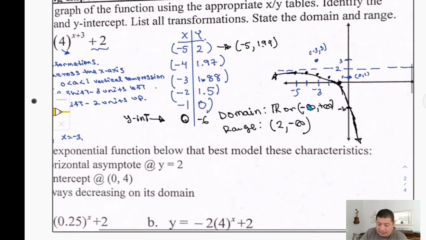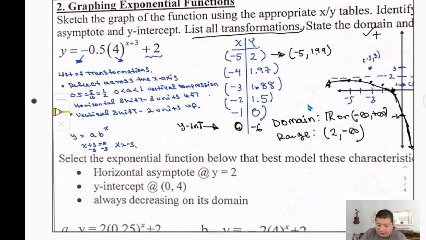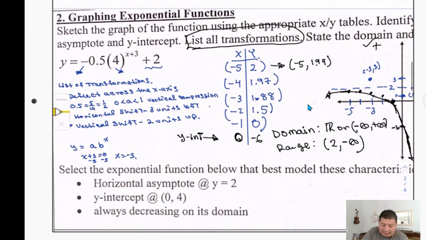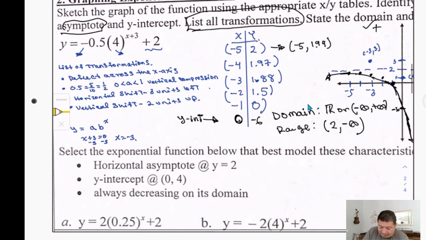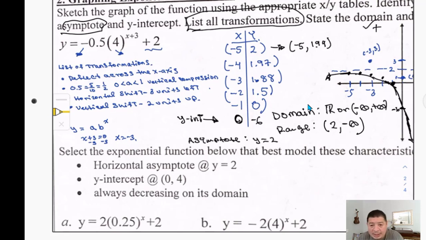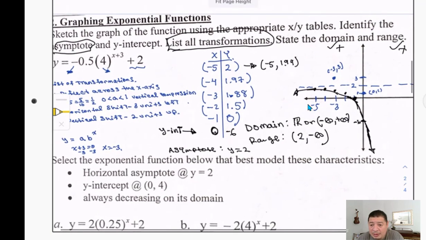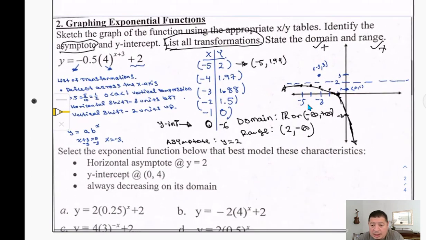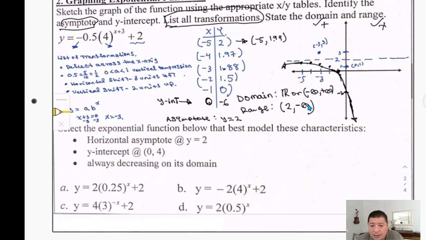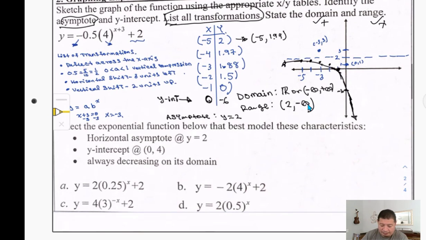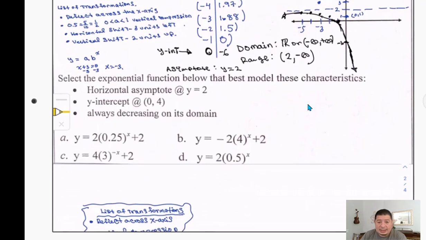I believe, let's see, we have domain, we have the range, we have listed all of the transformations. The asymptote happens to be, I guess I forgot about that. The asymptote is where y is equal to 2. That's where it exists. And we have come up with an appropriate x and y table of values. And there you go, we have addressed everything. Okay, so that was the first problem.